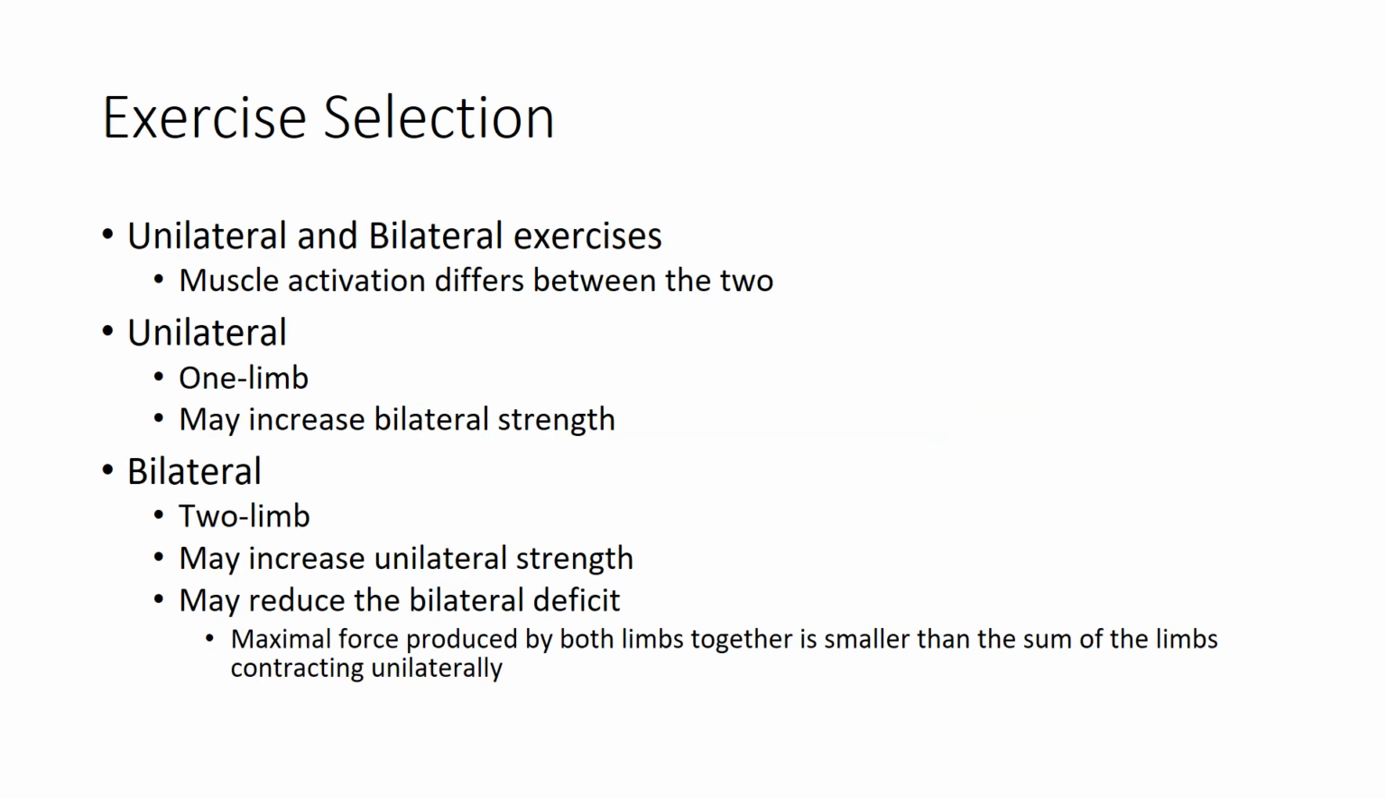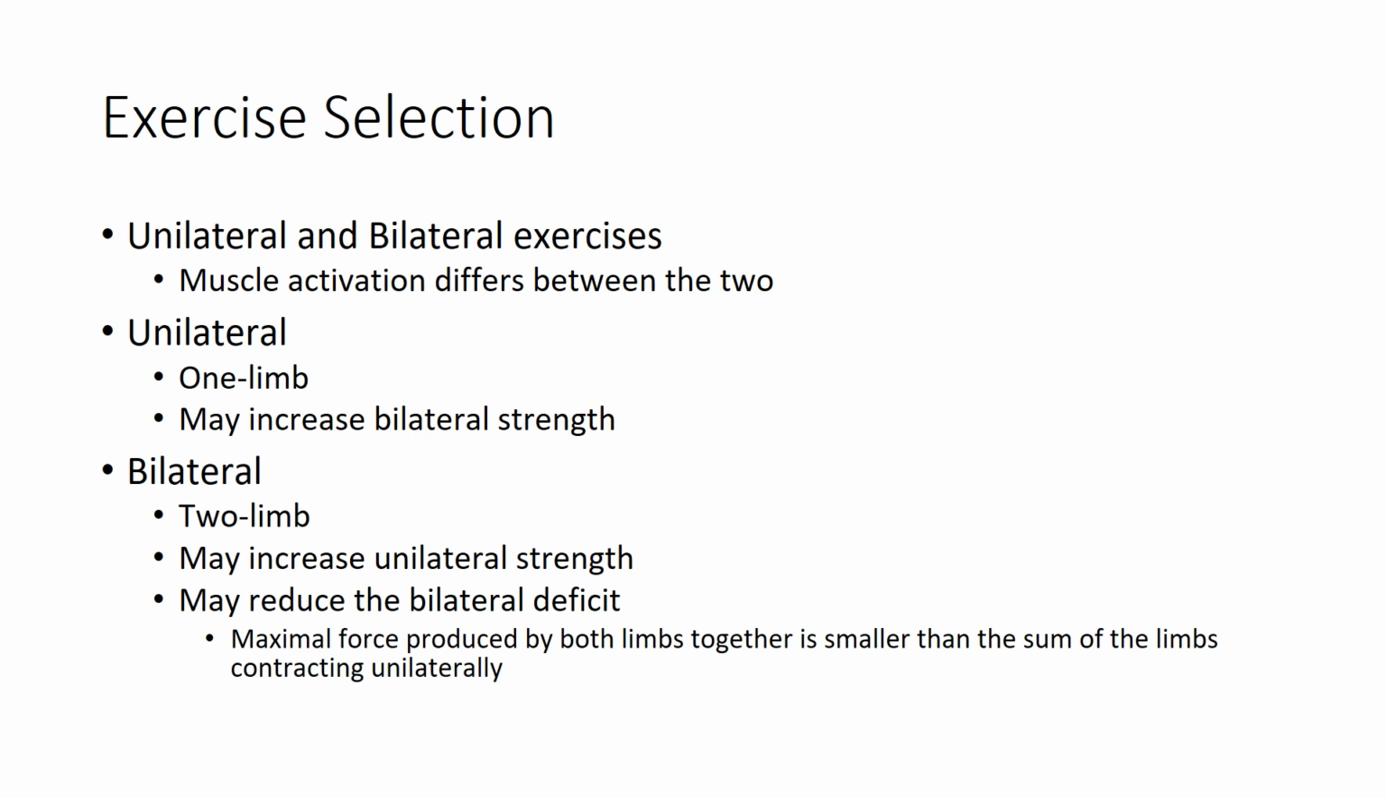A way to vary exercise performance is to alternate between unilateral, which is performing an exercise with one limb, and bilateral, which is an exercise performed with both limbs for the same prime movers. The level of muscle activation differs when an exercise is performed either unilaterally or bilaterally. So with unilateral training, we may increase bilateral strength in addition to unilateral strength, and then bilateral training may increase unilateral strength as well. And also with bilateral training, we can reduce the bilateral deficit.